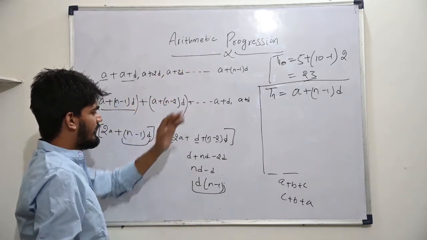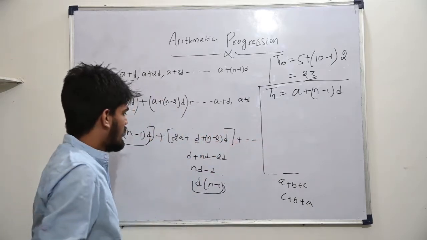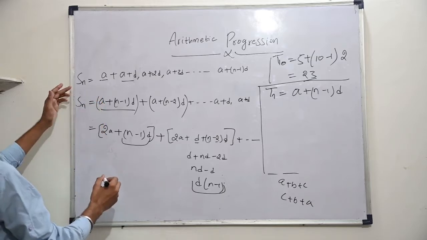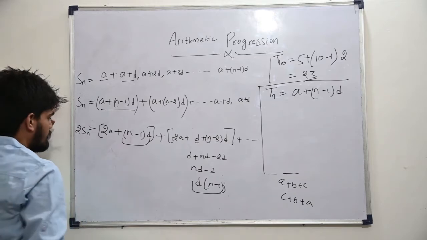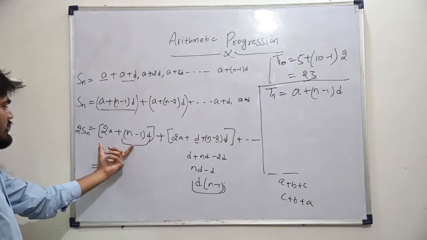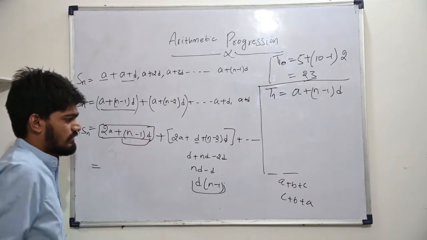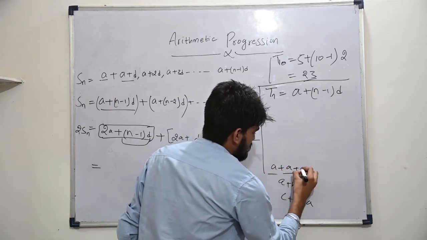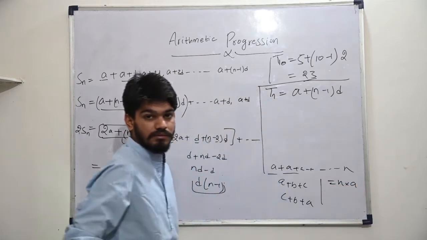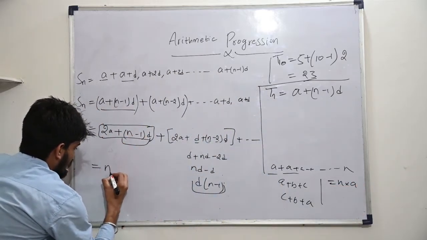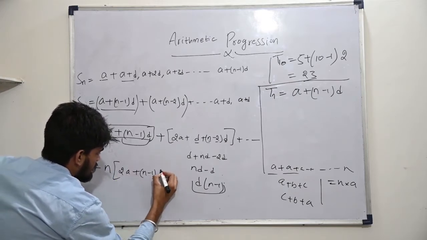Alright, so the same thing I will be getting in the third term as well, in the fourth term as well, and in the nth term as well. At the end, on the left hand side, Sn plus Sn gives me 2Sn. Now, this particular term is getting repeated n times. If you write a plus a plus a plus a, how many times? N times. Then what do you write? N into a. That's what I am going to do here. We can write it as n into 2a plus n minus 1 d.